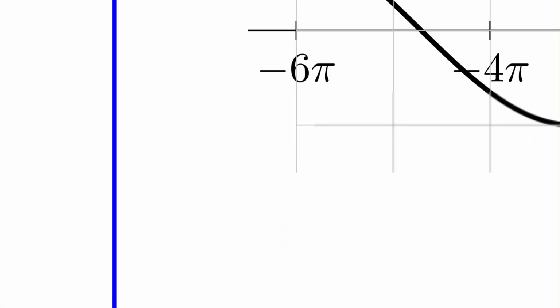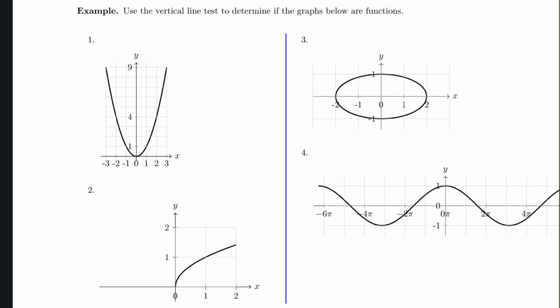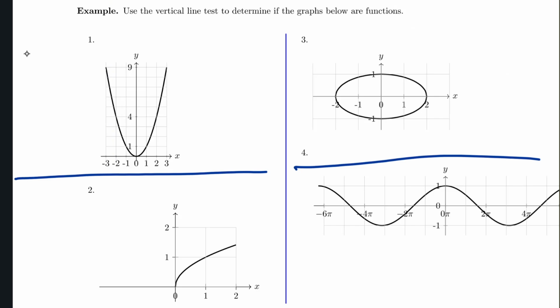So in this example, we have 4 different graphs, so I'm going to draw this line to make it clear. Example 1, 2, 3, 4. Let's go over 1 together very carefully, and then I'll ask that you do 2, 3, and 4 on your own when I pause, and then when you unpause, you'll see the solution.